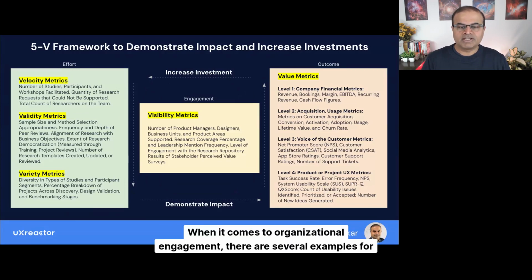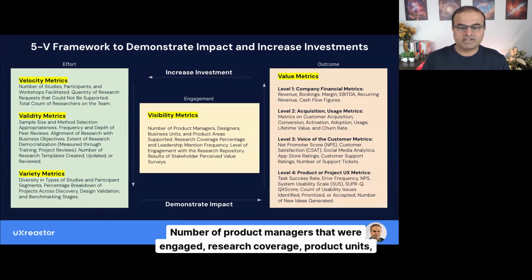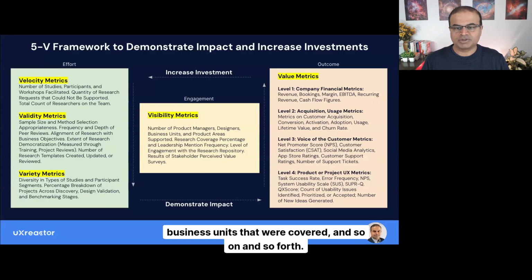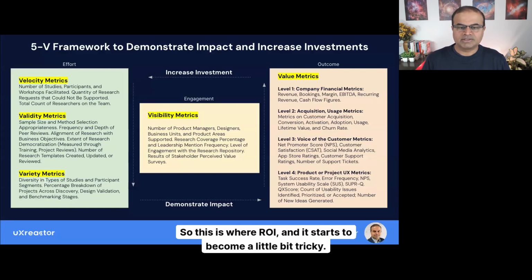When it comes to organizational engagement, there are several examples for visibility metrics. Number of product managers that were engaged, research coverage, product units, business units that were covered, and so on and so forth. When it comes to value metric, this is where ROI starts to become a little bit tricky. The value metric are essentially on four different levels.